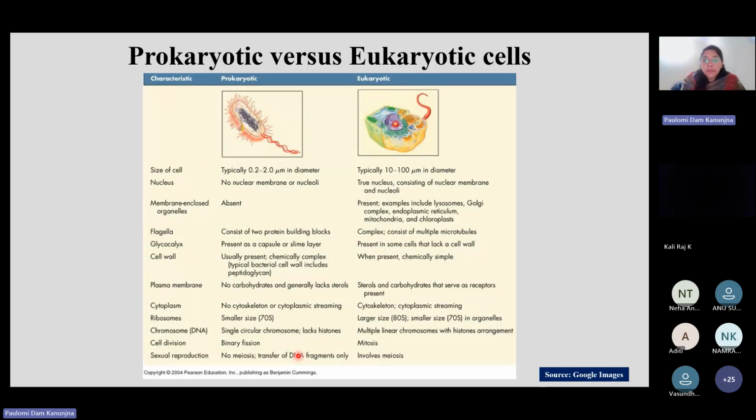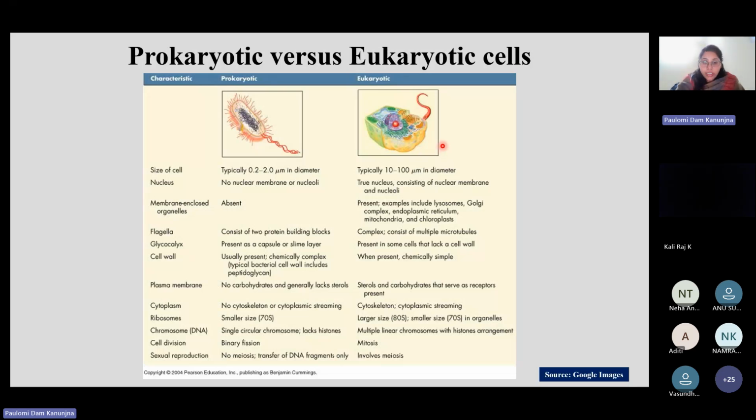So if you see here, this is a prokaryotic cell. If you see here, it's a eukaryotic cell. The first thing that will become very apparent to you is the size. You see, prokaryotic cells are very small. So in general, they're around 0.2 to 2 micrometers, and eukaryotic cells are really large. Okay. What is the other feature that truly differentiates them?